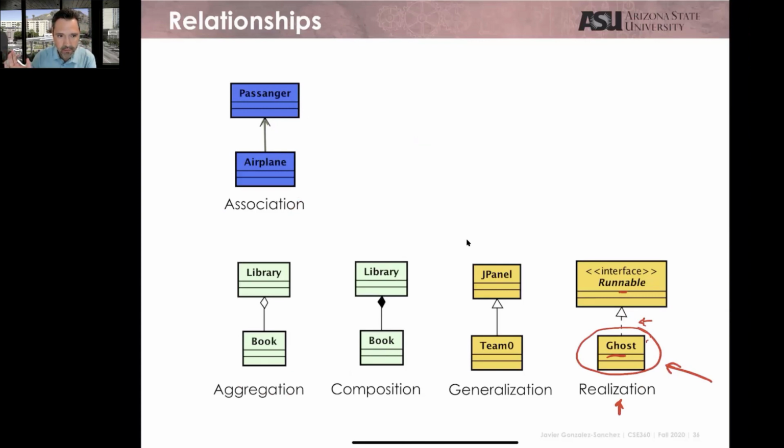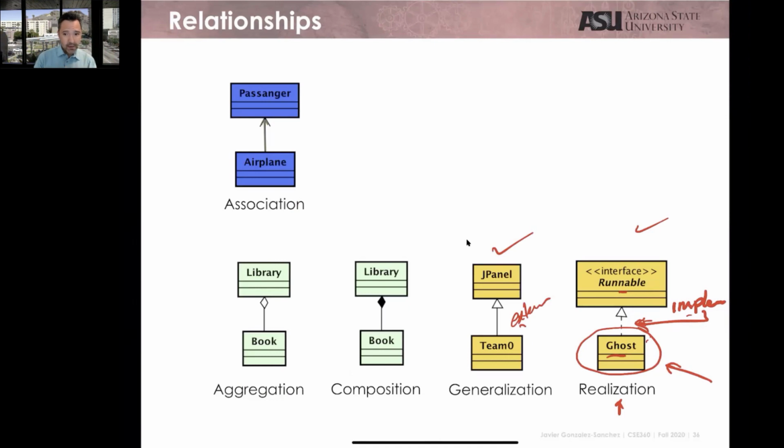Easy, public class Ghost implements Runnable. Good. Keyword, implements. The keyword implements is the meaning of that arrow. Good. What about this one? What is the relationship between Team0 and JPanel? I could ask you, give me the source code equivalent to that small diagram. Extends, thank you. Extends.